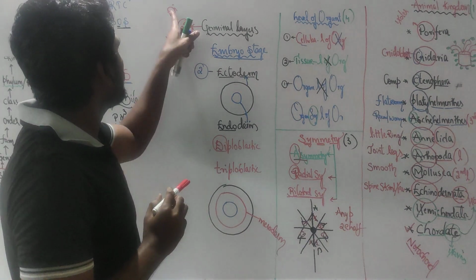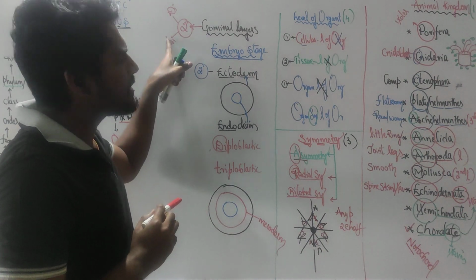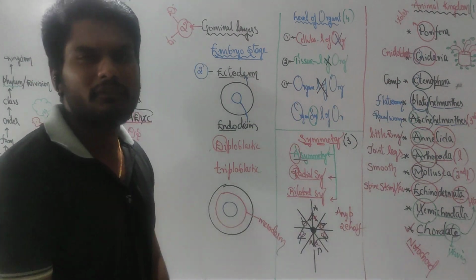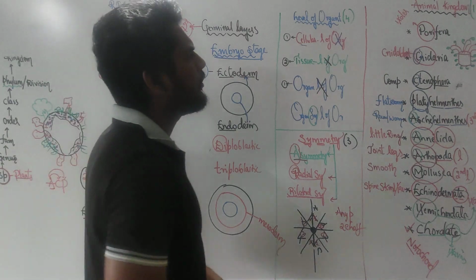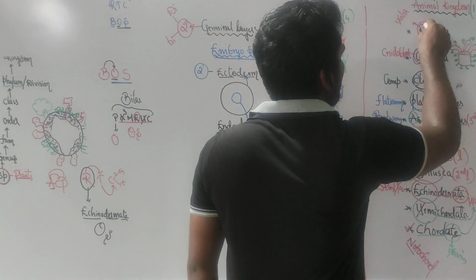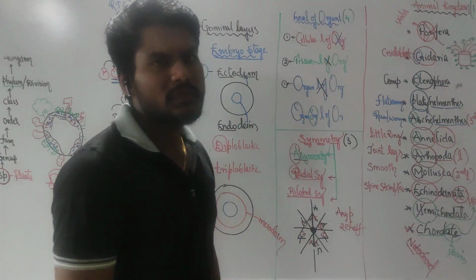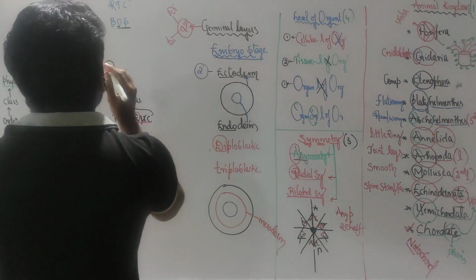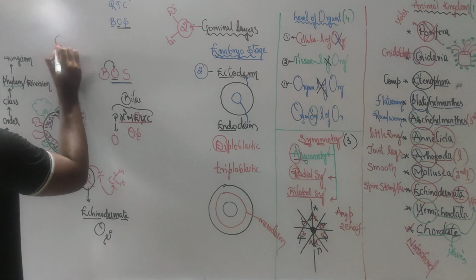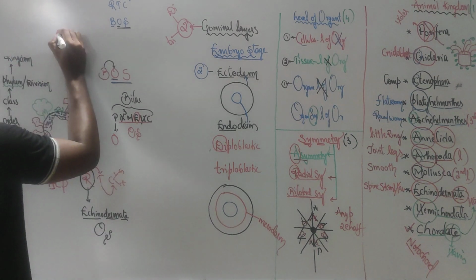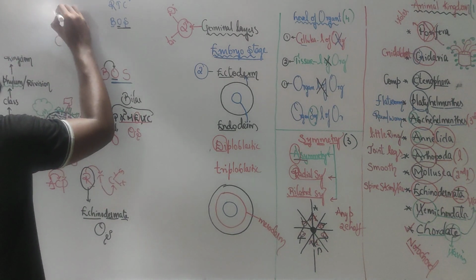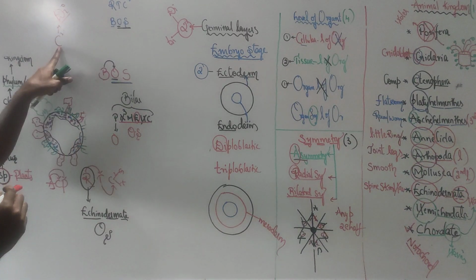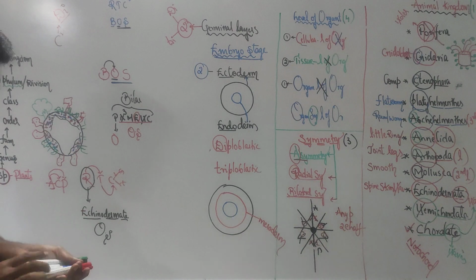So, these 2 types, diploblastic and triploblastic organisms, we have to distribute in all 11 phylums here. Remember, forget about Porifera. In Porifera, germinal layers are absent. C square means Cnidaria and Ctenophores are diploblastic organisms.